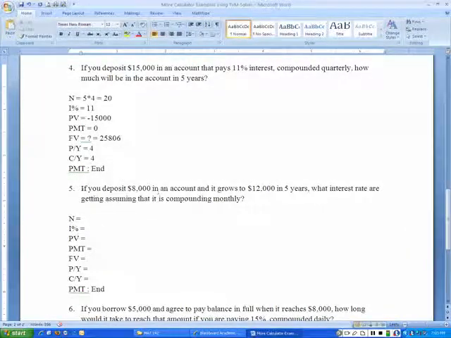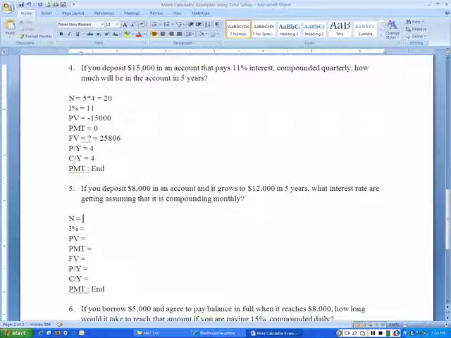All right. Now let's go to a little bit different one, and this one's going to ask us what the interest rate is. Remember, we had a way of solving that before using A equals P times (1 plus R over N) to the NT, and we could solve that for R, but let me show you how to solve this using the TVM Solver.